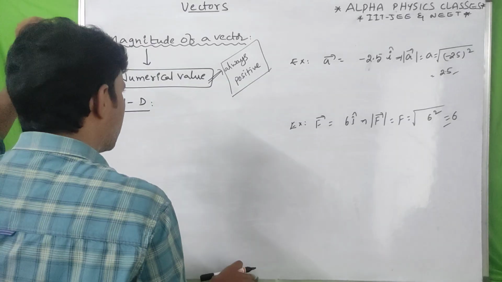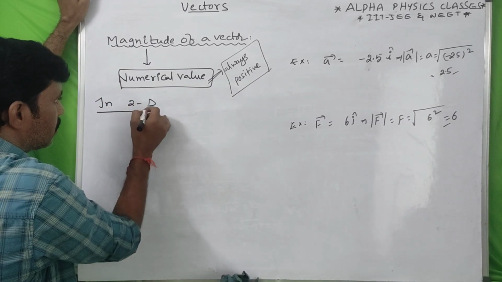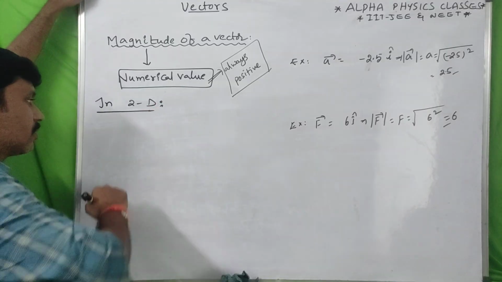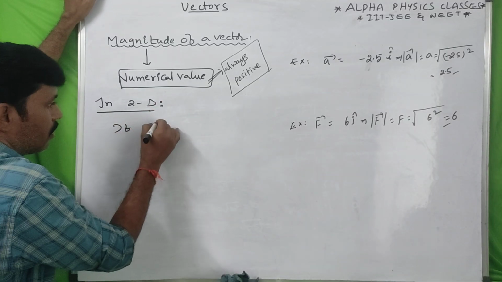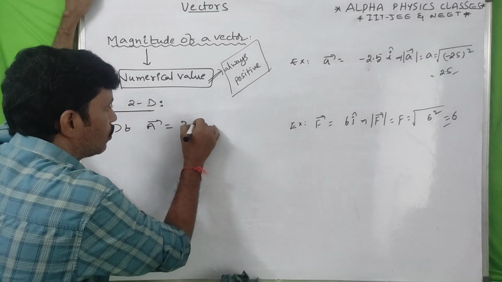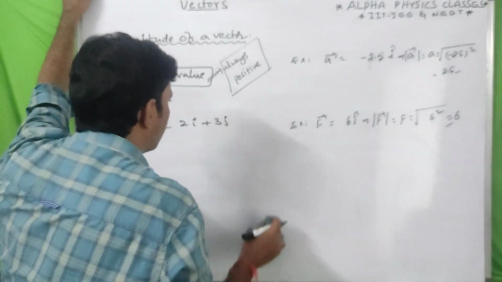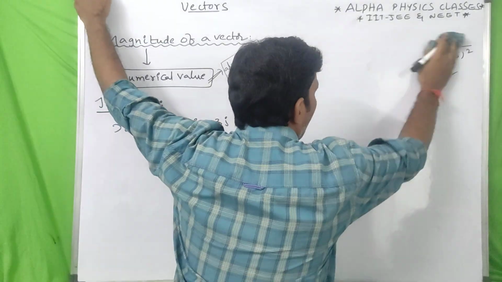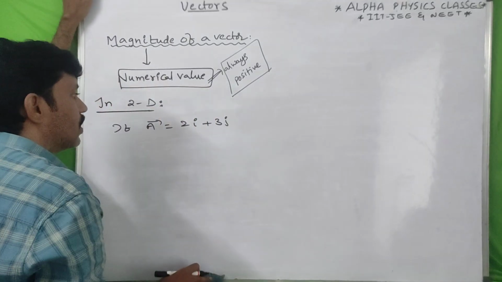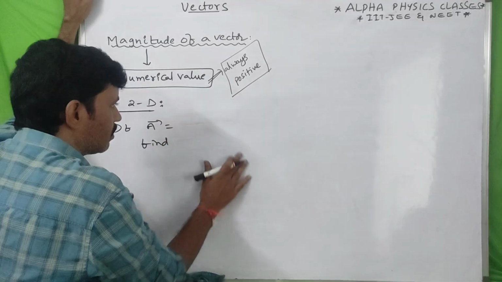So vector in two dimensional vector I am trying to write. In 2D vector, that means two dimensional, if a bar is equal to 2i plus 3j, it is the vector. 2i plus 3j, that is the vector. Clear? Now the question is, find the value.